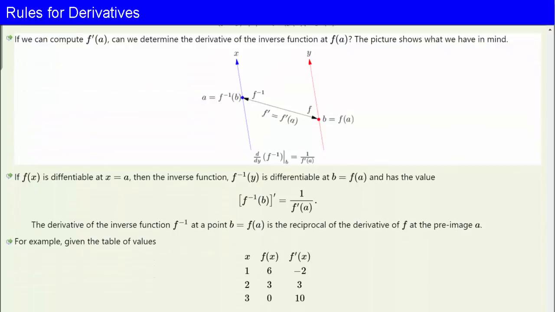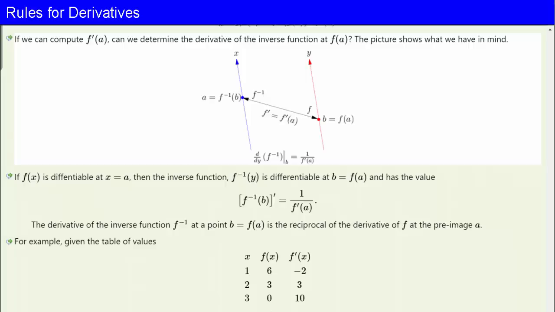Now we can return to more practical things. The next and final tool to be discussed in this lecture is the rule for differentiating an inverse function. If we can compute f prime at a, can we determine the derivative of the inverse function at the point f at a? The picture shows what we have in mind.